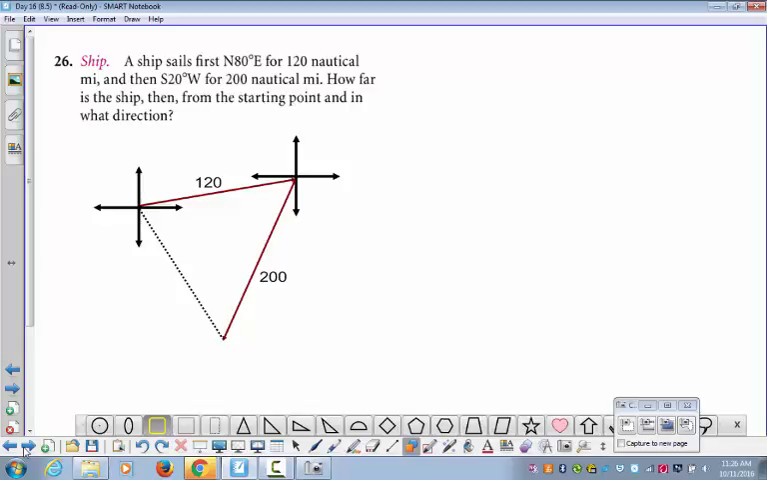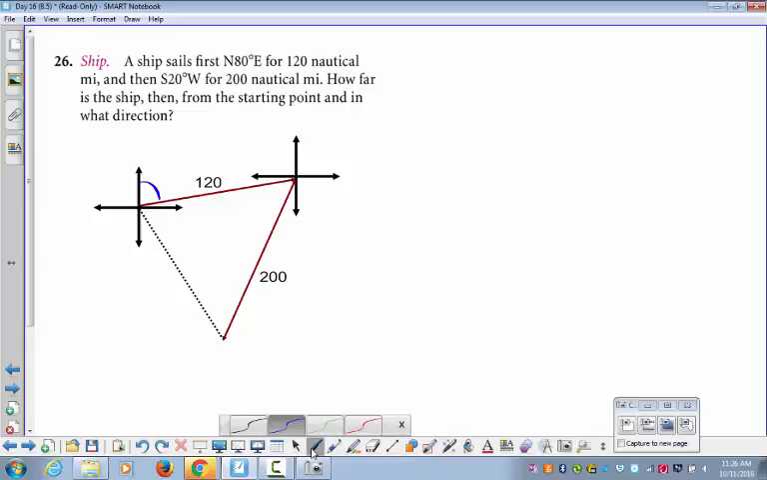So ship sails northeast, and the angle is 80 degrees. So this angle right here is 80. For 120 miles. And then from there, it's going to sail southwest, and south 20 degrees west. All right, so that's south and then 20 degrees to the west. So that tells us that's where the angle 20 is. Goes for 200. How far is the ship then from the starting point? Okay, so we're going to sail 200, end up down here, and our goal is to figure out this side. I'll just call it C. That's the side we're trying to find.